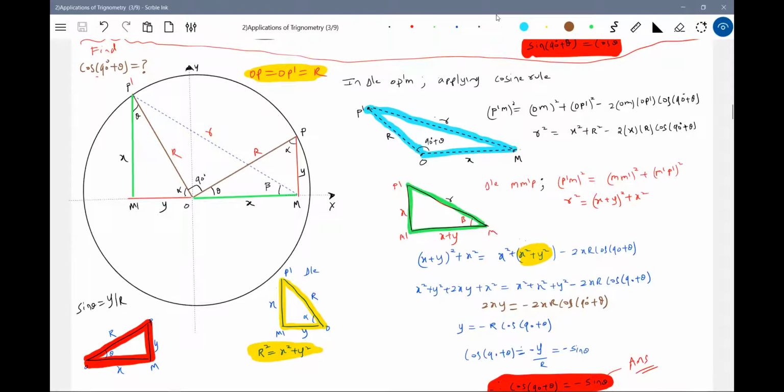You may wonder, sir, why are you teaching all these things? I could have written directly cos of 90 plus theta equals minus sin theta. Definitely you may think, how is it written? What is the reason for that? So many questions you'll start asking. Therefore, I'm just trying to derive those identities here. And now what is our next question? Find cos of 90 plus theta. What is the value of this?